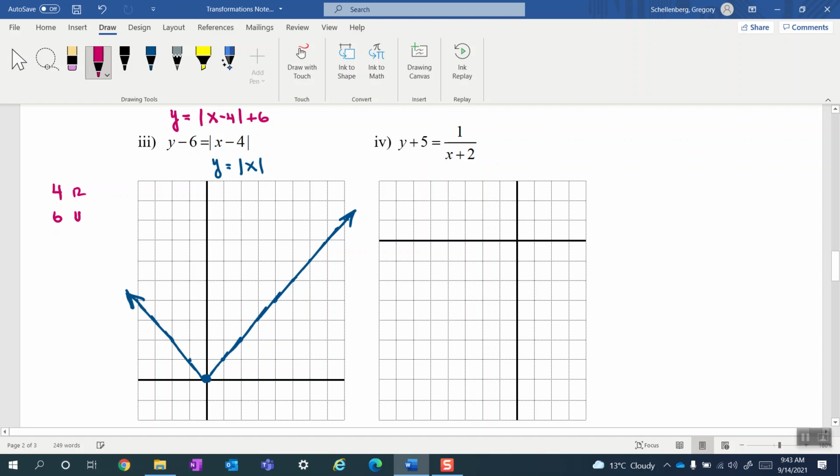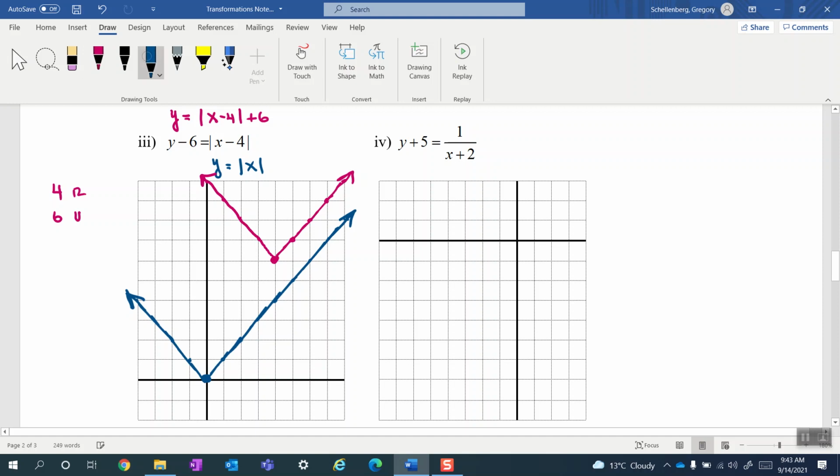So again, I'm going to take the vertex and we'll go 1, 2, 3, 4 to the right, 1, 2, 3, 4, 5, 6 units up, and we'll redraw that graph. So we should get something like that.